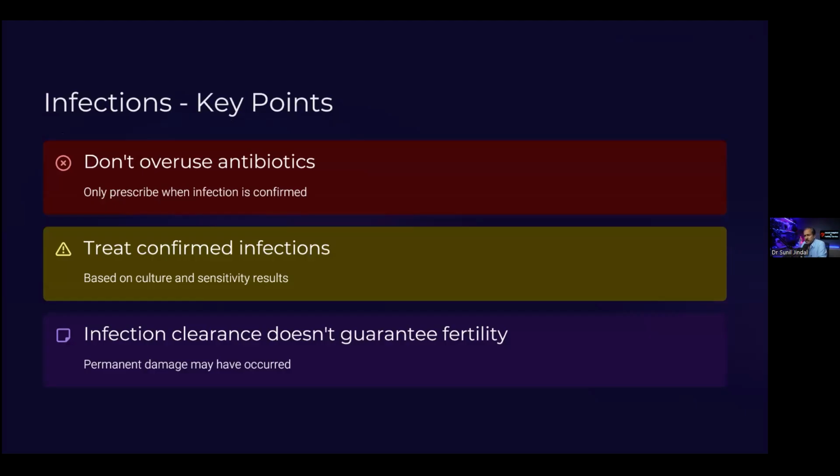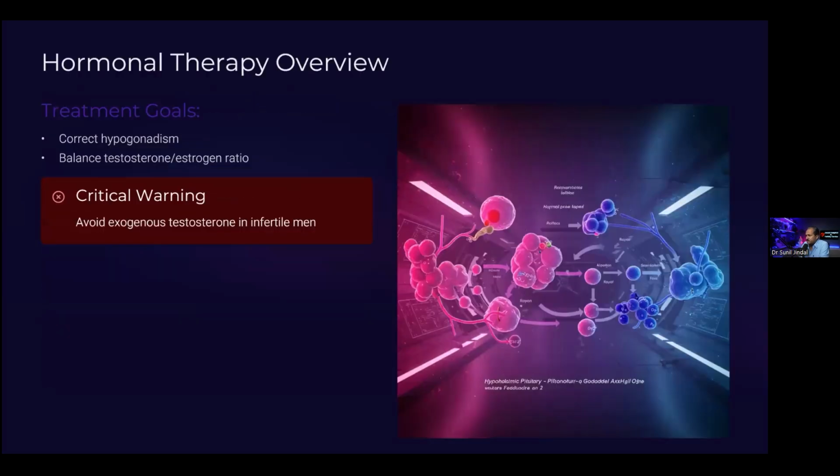Most important thing, don't overuse antibiotics. Treat confirmed infections, and infection clearance does not guarantee fertility. Remember this. Hormones, in hypogonadotrophic hypogonadism, you could use them, and you could use them if there is a testicular and estrogen imbalance.